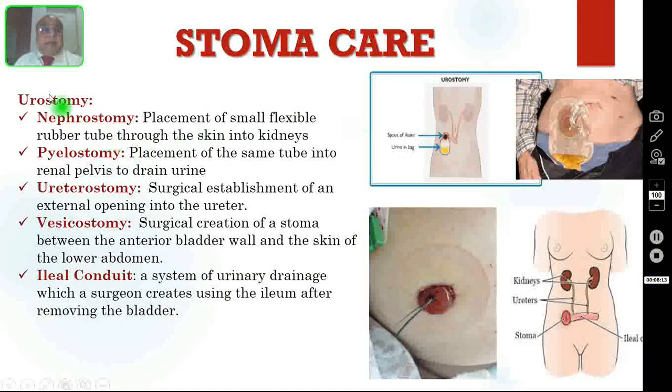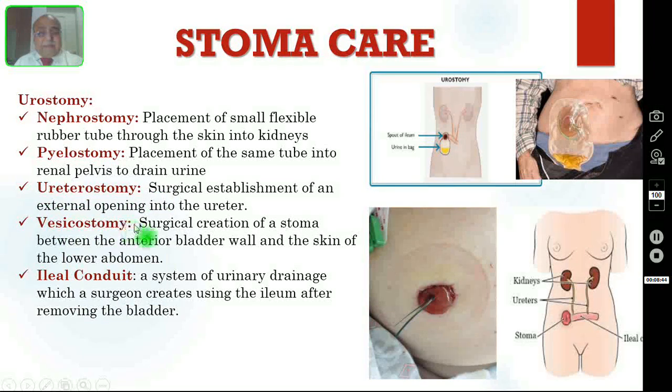So the another type is of course the urostomy. If you are doing a connection to the kidney, placement of a small flexible rubber tube through the skin into the kidneys, that is nephrostomy. If you are doing the same thing but you are now doing it to the renal pelvis to drain the urine, it is called percutaneous pylostomy, and this is percutaneous nephrostomy. And if you are bringing the ureters out, that is called ureterostomy.